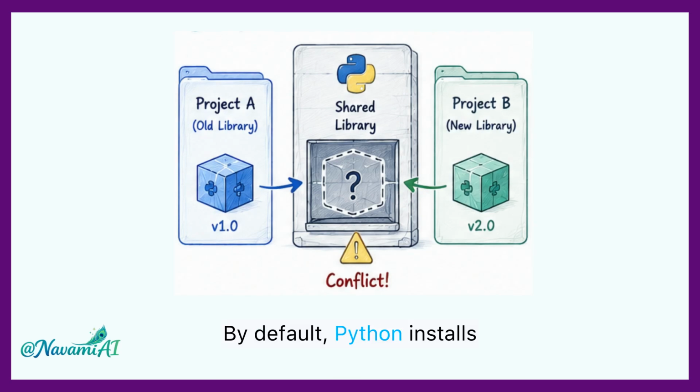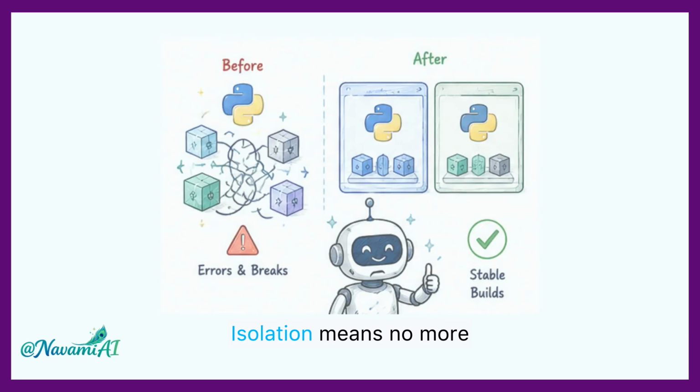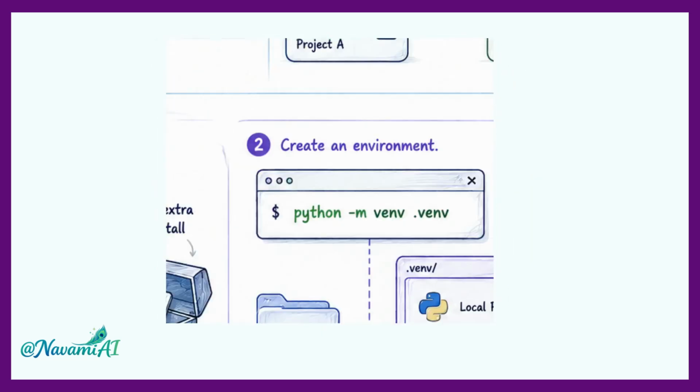By default, Python installs everything globally, one shared folder for every project on your machine. If project A needs an old version of a library and project B needs the new one, only one can win. That's the problem virtual environments solve. Each project gets its own private, isolated copy of Python packages. Isolation means no more conflicts.